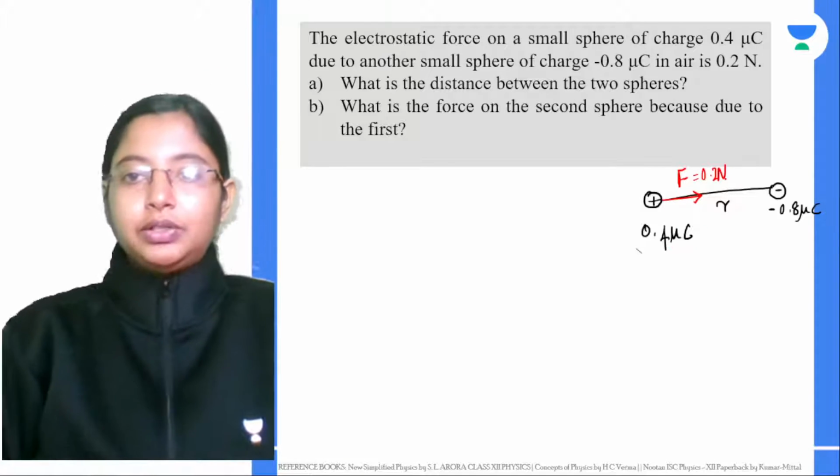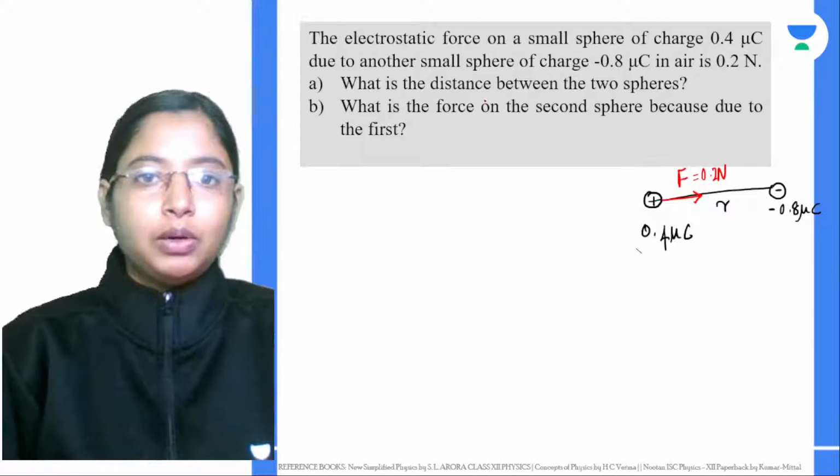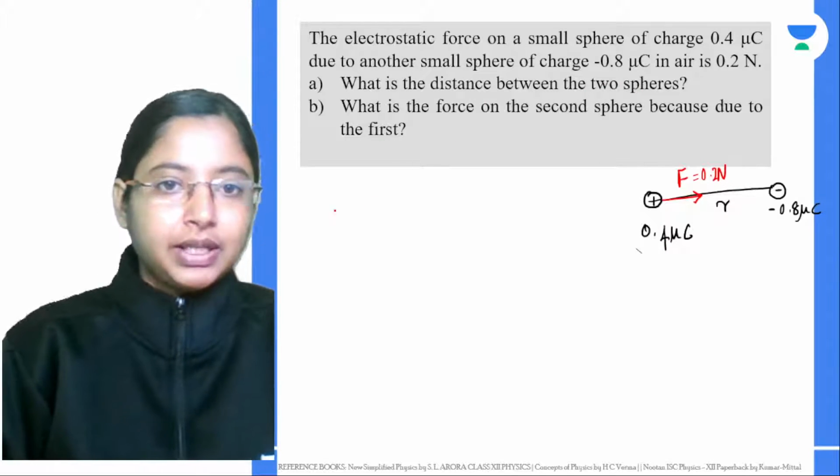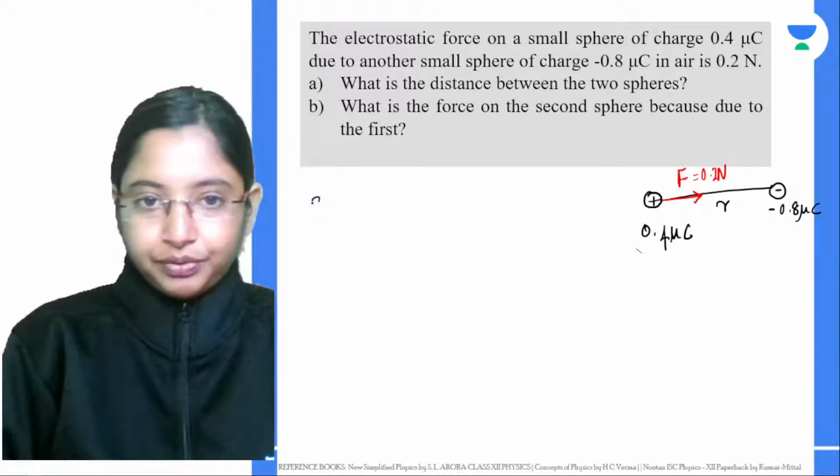Okay, right. So this charge is an attractive charge. It is already given in the question as well. Now, what is the distance between the two spheres? That's the first part of the question. Alright, let's do the first part of the question.